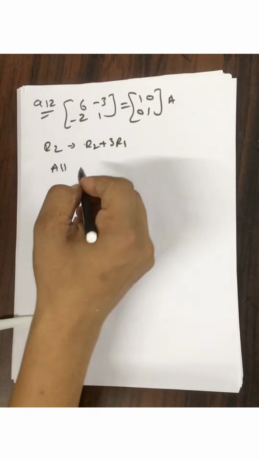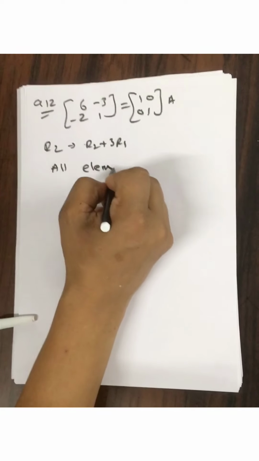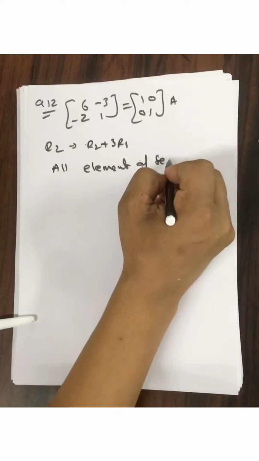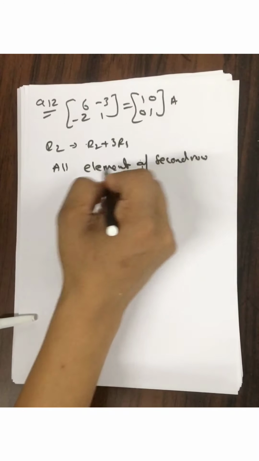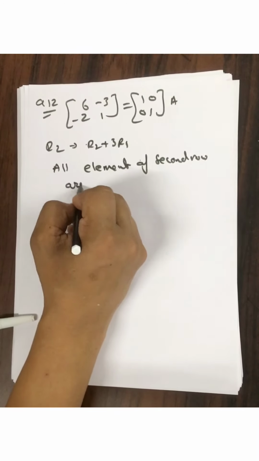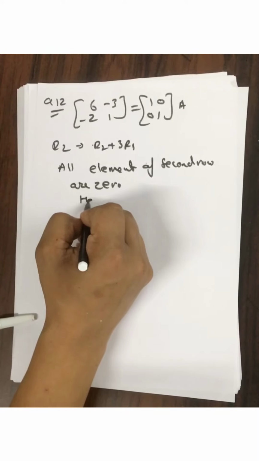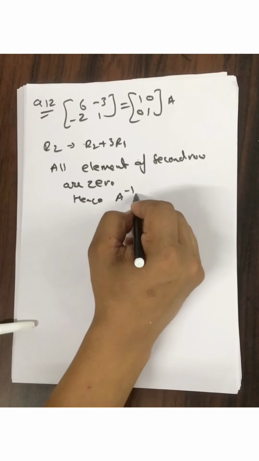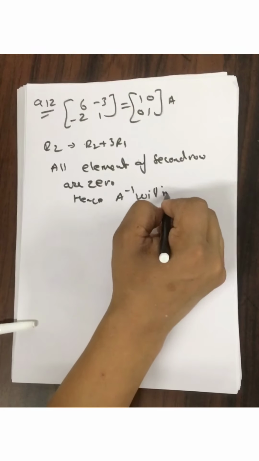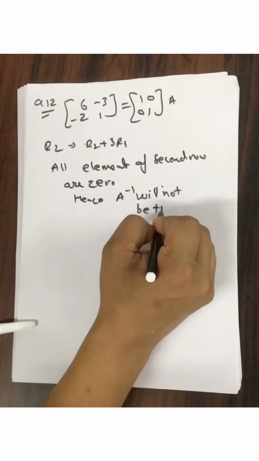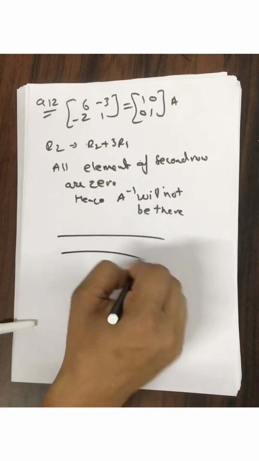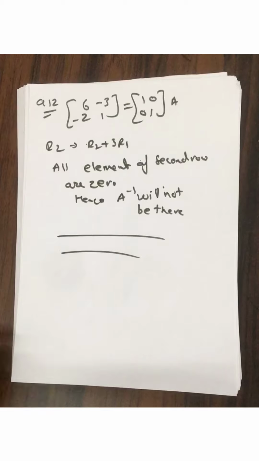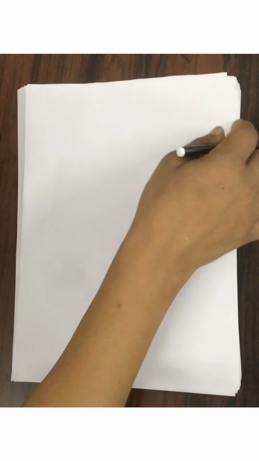So what happens? All elements of second row are 0. So hence A inverse will not be there. Will not be there means it will not exist only. Got it? If in any row or any column all the elements are 0, A inverse does not exist. Okay. Let's move on to next question.